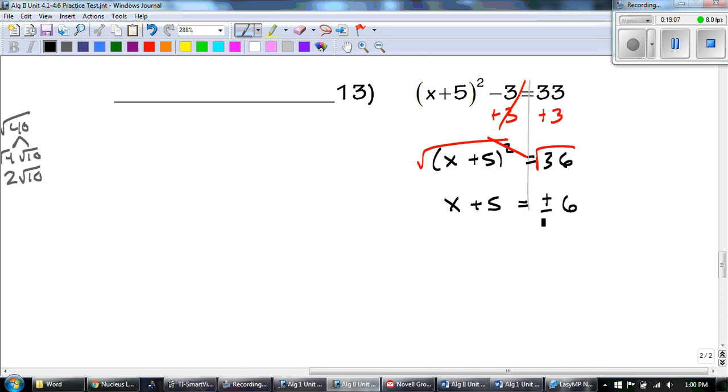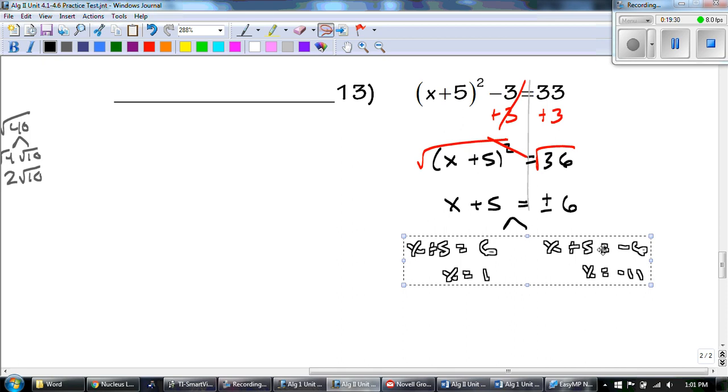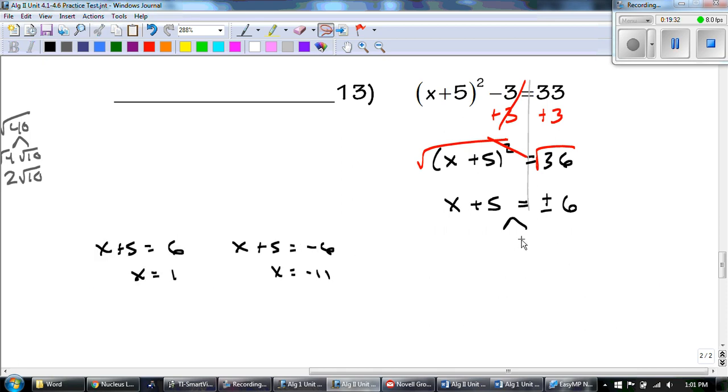Okay? And now in class, we talked about doing this 2 different ways. You could break these up now and say that x plus 5 equals a +6, x plus 5 equals a -6, and solve it that way. That's perfectly legit to do.